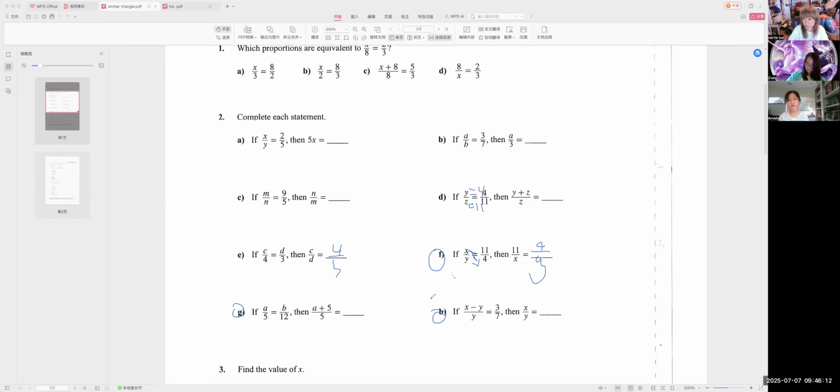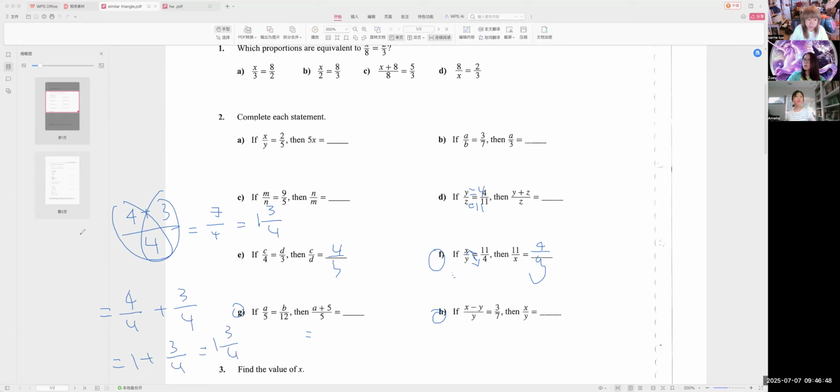Okay, so let's take a look at number G and number F. Okay, so now, Zoe, let's take a look at this one. So a plus 5 over 5. If you take a look at this one, I want you to tell me if I have 4 plus 3 over 4, is it equal to 7 over 4 equals 1 and 3 over 4, right? But if you separate them, is it equal to 4 over 4 plus 3 over 4 equals 1 plus 3 over 4 equals 1 and 3 over 4? I want you to take a look at this direction and this direction first.